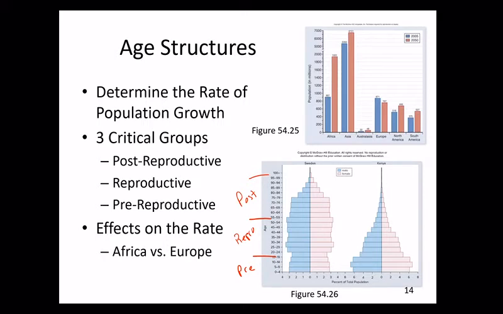Whereas populations that have a larger number of post-reproductive age people are going to show decreases in the population size. There's not as many individuals that are producing offspring. And so if we compare Europe and Africa, here we have Sweden and Kenya, you can see Sweden, although not completely perfect, is almost rectangular shaped, okay? And so that means there's an equal distribution of individuals at all three stages.